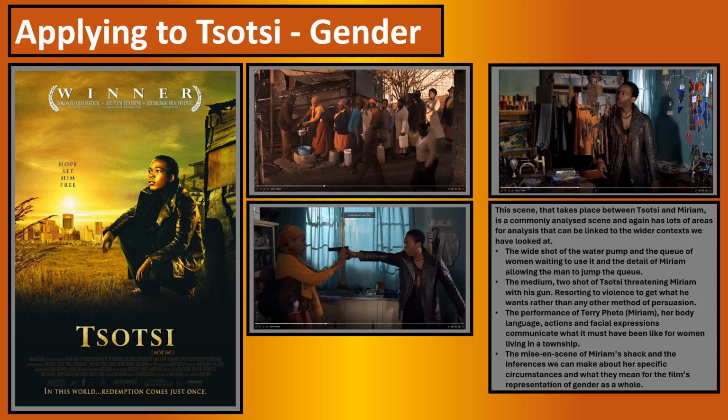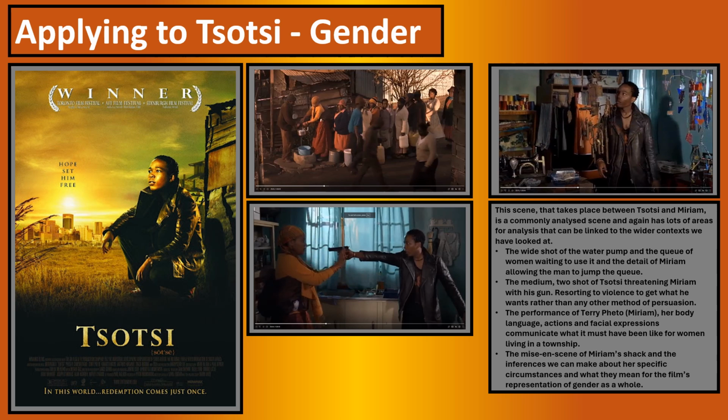And this is a scene that's commonly analysed because it has lots of areas for analysis that can be linked to the wider context we've looked at. It starts off with that wide shot of the water pump and the queue of women waiting to use it. And there's a little detail here that shows you how women are represented and shows you the social structure of gender in South Africa.